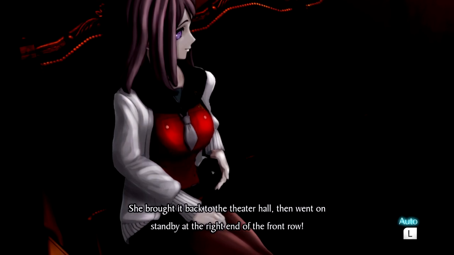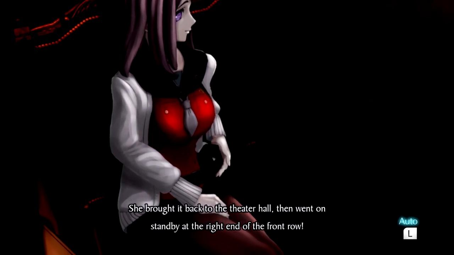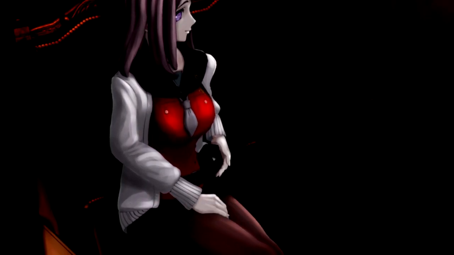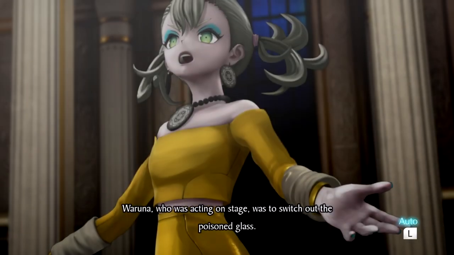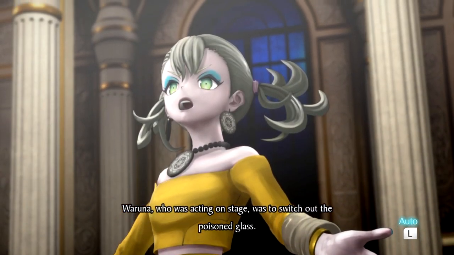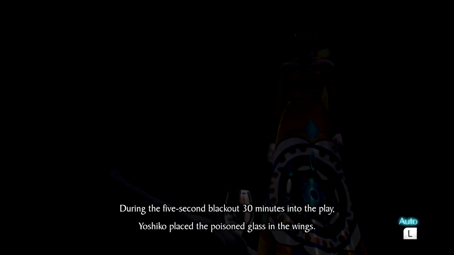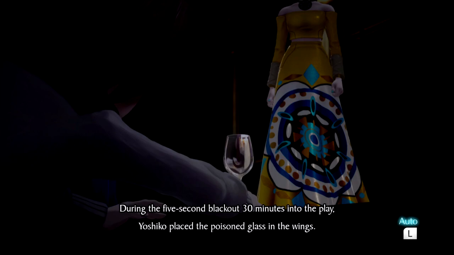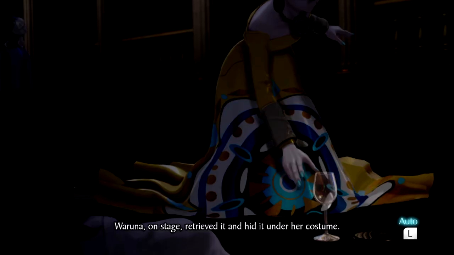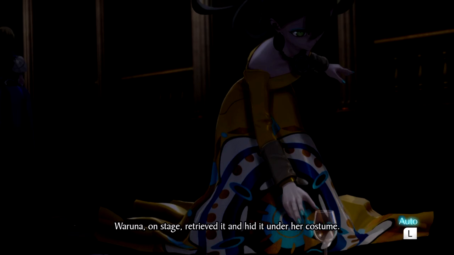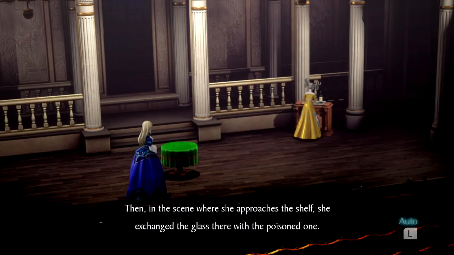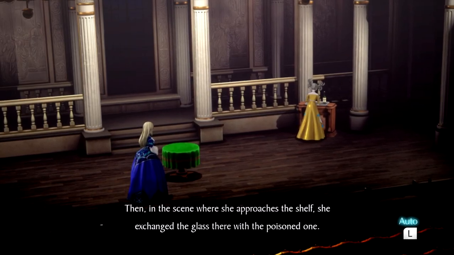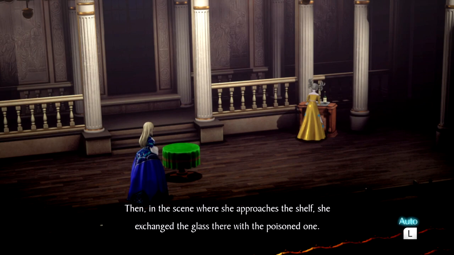She brought it back to the theater hall, then went on standby at the right end of the front row. Waruna, who was acting on stage, was to switch out the poisoned glass. During the 5-second blackout 30 minutes into the play, Yoshiko placed the poisoned glass in the wings. Waruna, on stage, retrieved it and hid it under her costume. Then, in the scene where she approaches the shelf, she exchanged the glass there with the poisoned one.